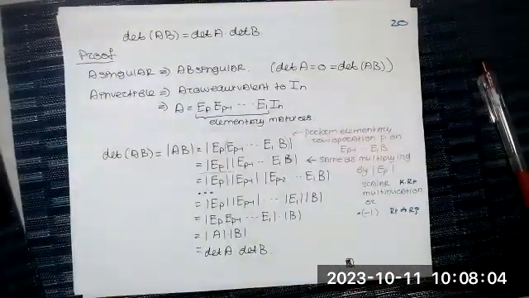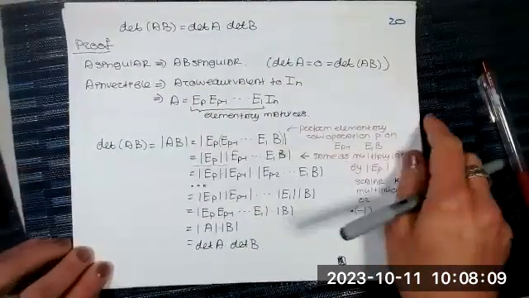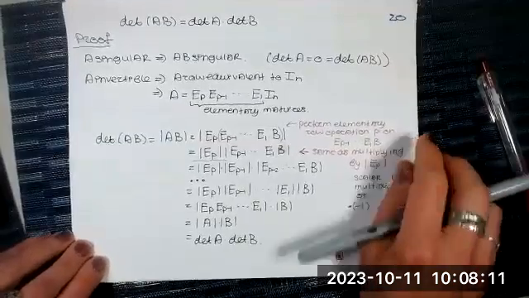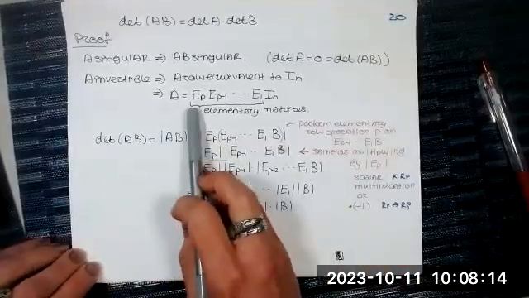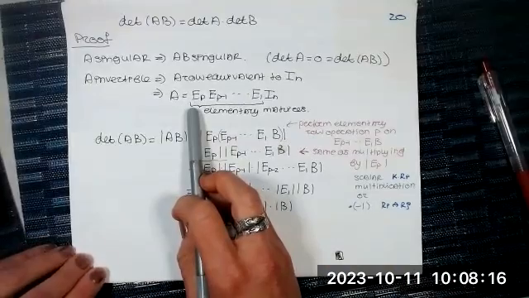But we can prove this property here. And the proof basically relies on your elementary matrices. Remember, the elementary matrices perform elementary row operations, right?